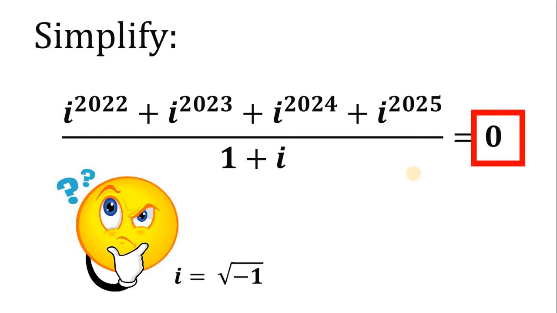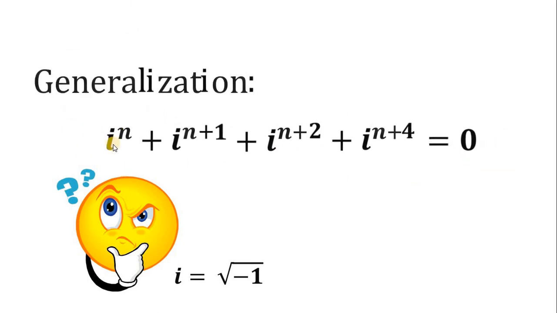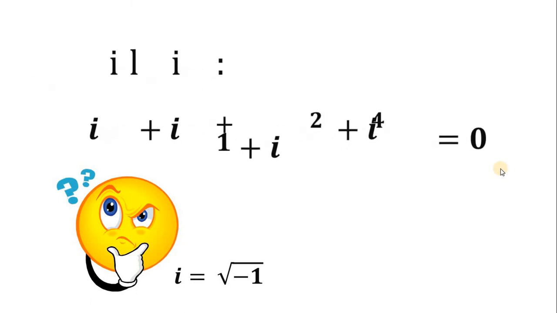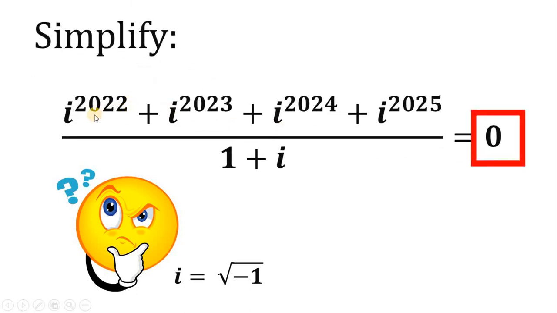Now, let's have the generalization of this kind of problem. If we have i raised to n plus i raised to n plus 1 plus i raised to n plus 2 plus i raised to n plus 3, this is automatically equal to 0. Therefore, going back to our expression, we have here 2022, 2023, 2024, 2025. We have 4 consecutive integers. Therefore, the numerator is definitely equal to 0. So 0 over any nonzero number must be 0. That's why the answer is 0. And we're done.